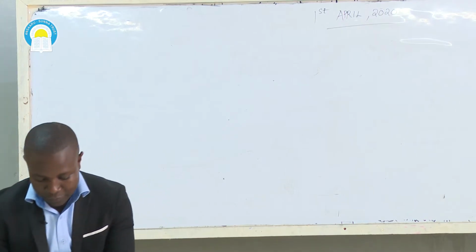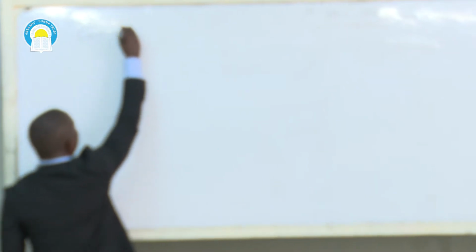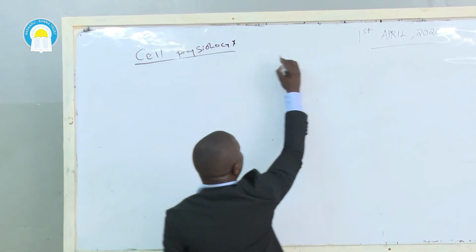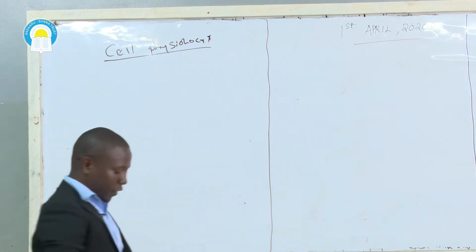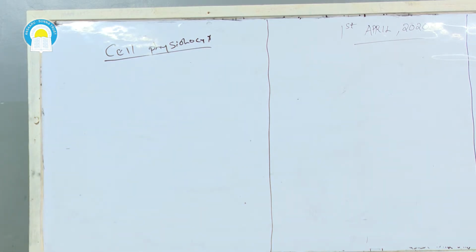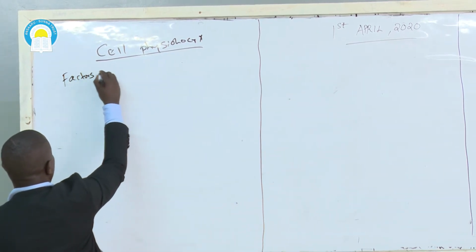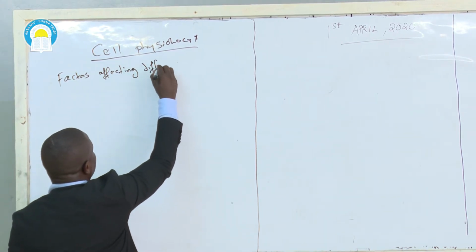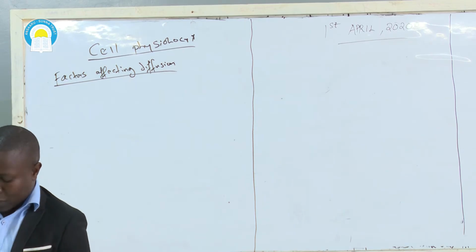So today we continue with cell physiology. The topic today is still on cell physiology, and we continue on the factors affecting diffusion. We remember we talked about diffusion.